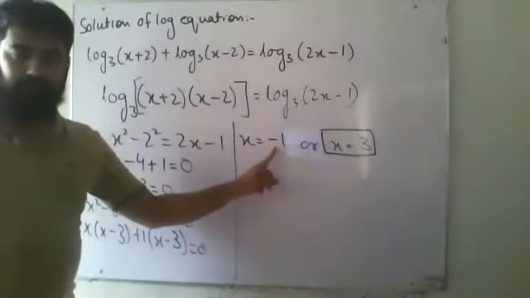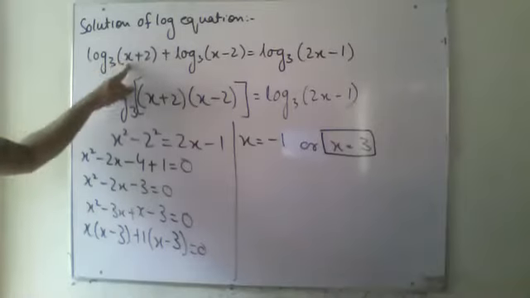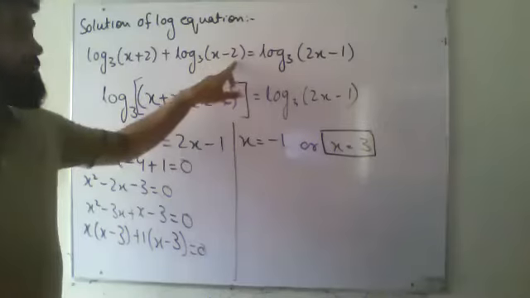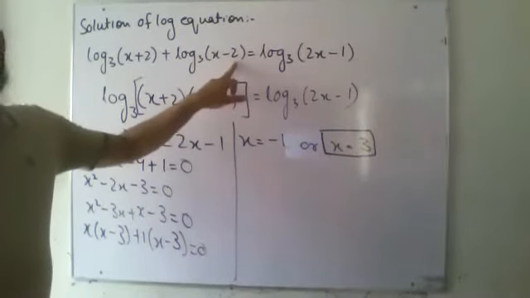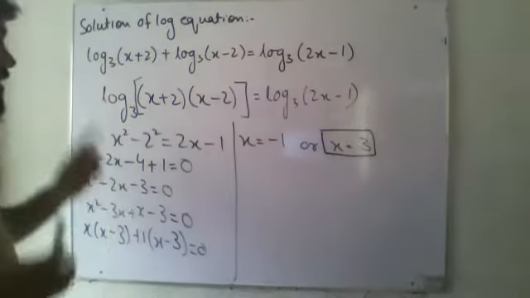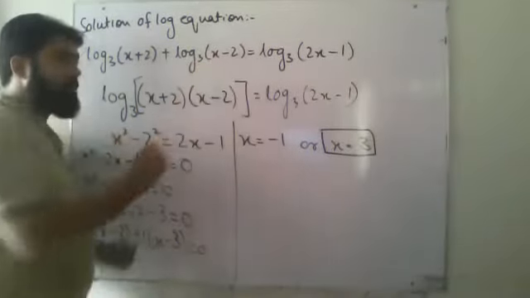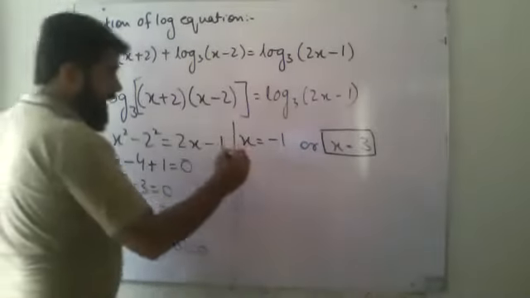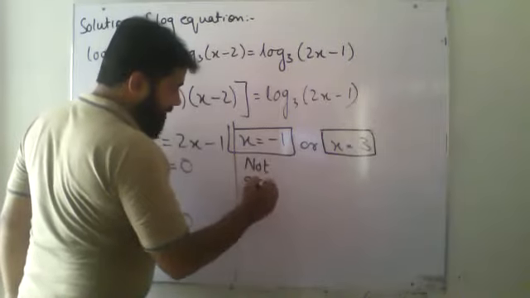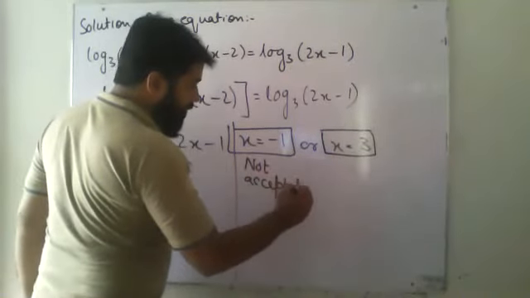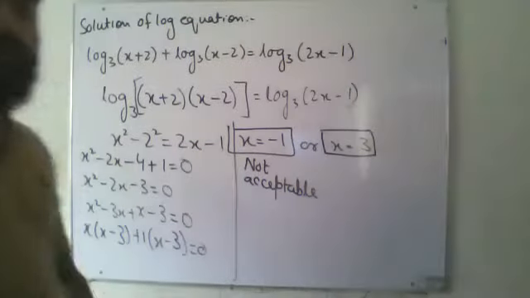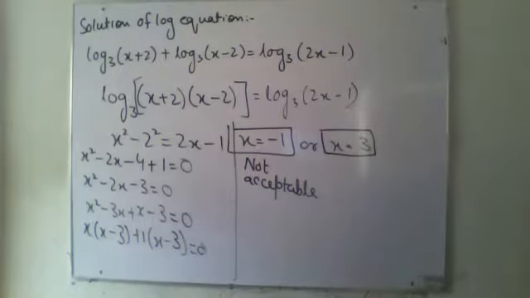Coming to minus 1. Minus 1 plotted here, minus 1 plus 2 will be 1. Positive, it's okay. Minus 1 minus 2 will become minus 3, and log of a negative is not possible. So even if in one term it is not possible, it means it is not acceptable. So the only acceptable value of x in this scenario is 3.